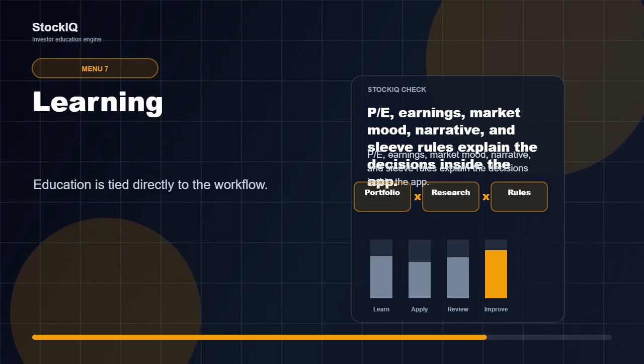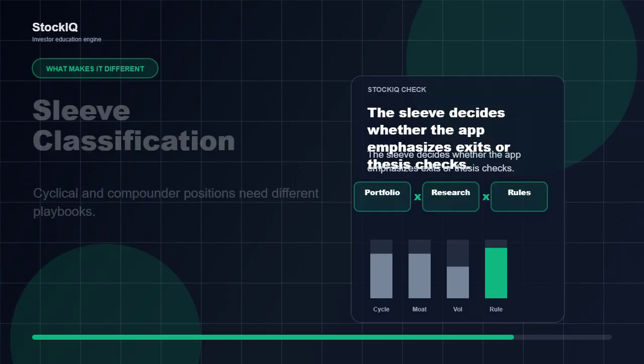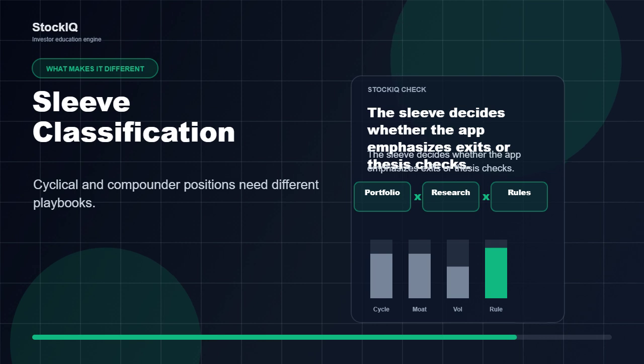Better decisions do not come from more tabs. They come from clearer questions, better evidence, and rules that are still there when emotion gets loud. That is why StockIQ exists. It brings your portfolio, research, scenarios, guardrails, planning, and education into one workflow.